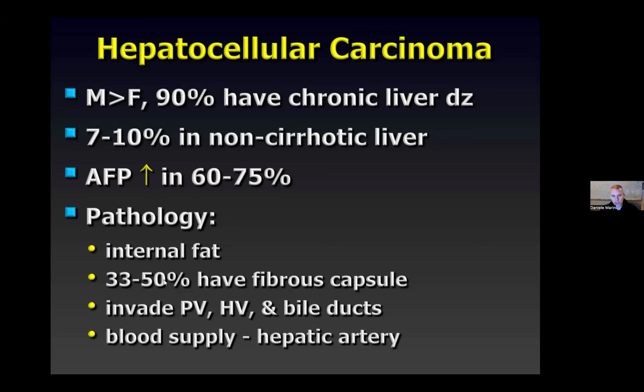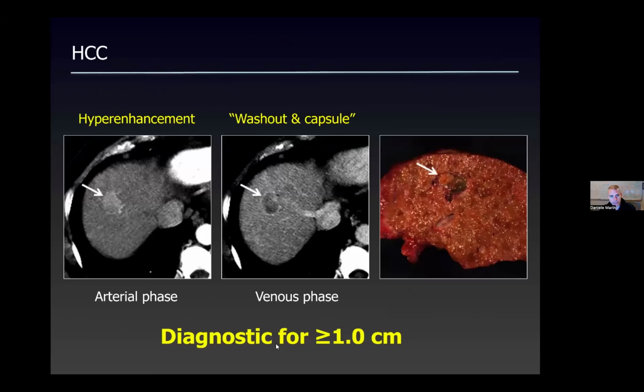Pathology, in a small number of cases, you can see intralesional fat. In about half of the lesions, you can have a peripheral capsule, which is responsible for some of the key imaging findings. Very important, hepatocellular carcinoma has a propensity to invade venous structures inside the liver parenchyma, including the portal vein and the hepatic veins. Not commonly, it can also invade the bile ducts. And the primary blood supply is from the hepatic artery.